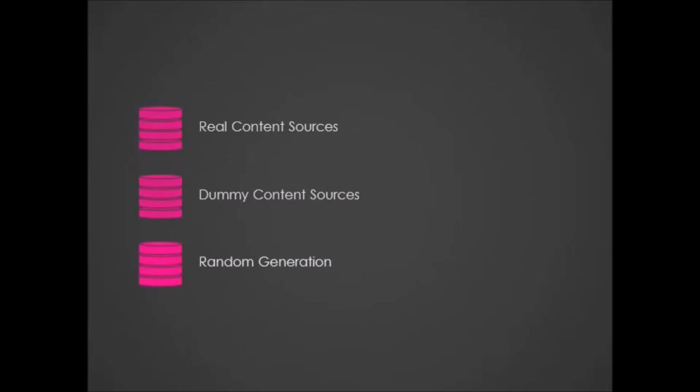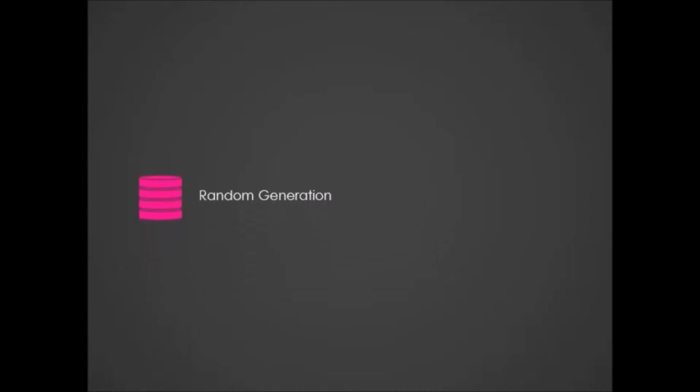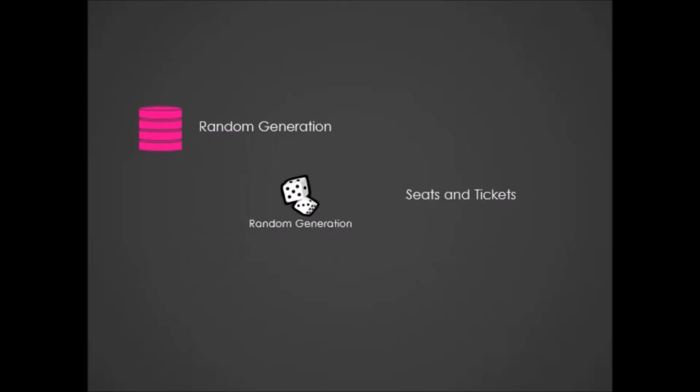The remaining parts of our schema were populated with randomly generated data, for example to create sample business data for the cinema. Let's take a look at this as well. The seats in the cinema hall and the tickets for movie sittings are generated randomly based on some configurable parameters we created in our generation system.